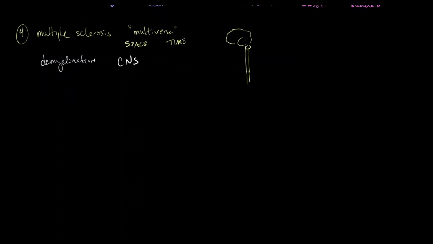So the presentation can be very variable. The presentation can be pretty much any neurologic problem involving the central nervous system. Some specific findings you might find in multiple sclerosis, things that can draw your attention to this diagnosis, is bilateral face pain in the trigeminal nerve distribution. So bilateral trigeminal neuralgia.